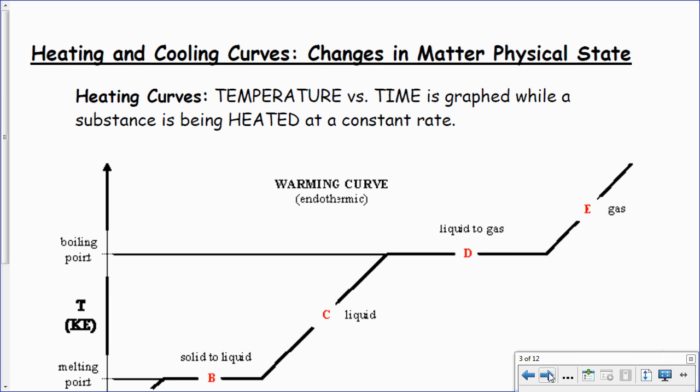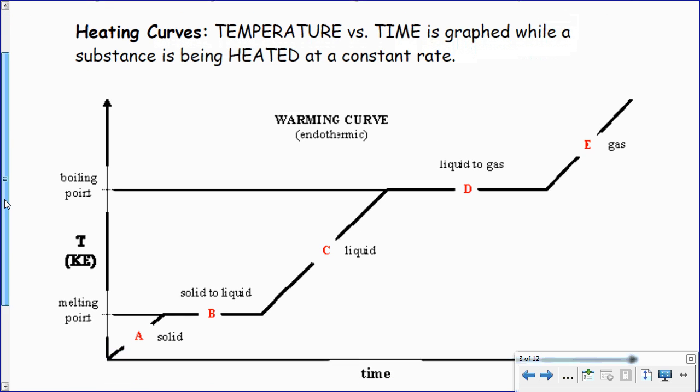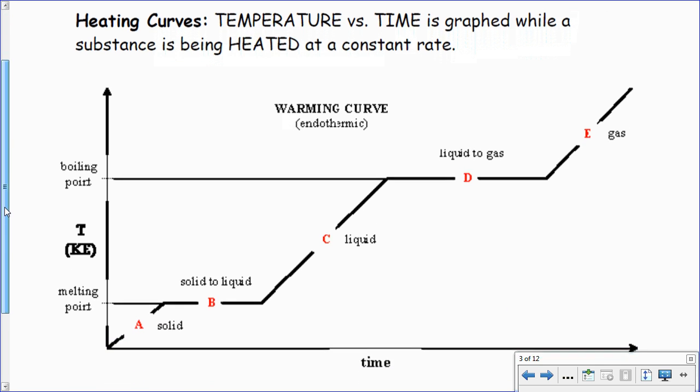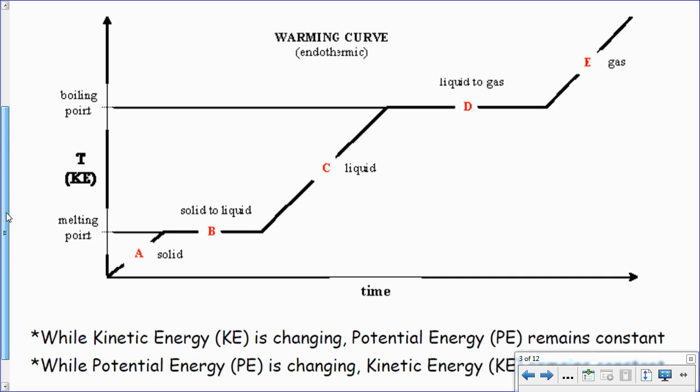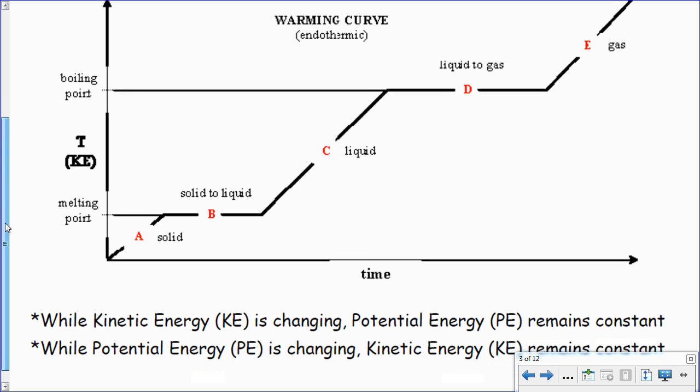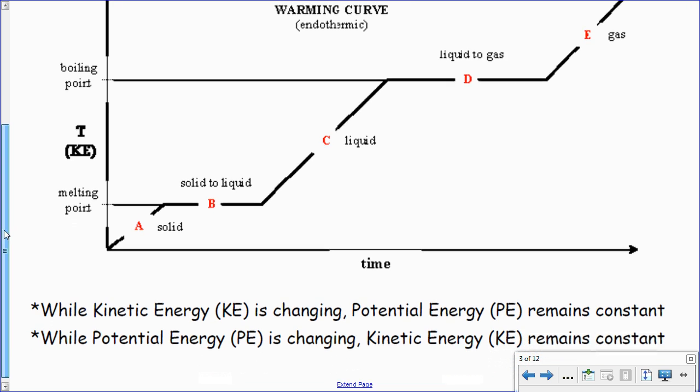Talk about a heating curve first. A heating curve is temperature versus time. Temperature's on the y-axis, time's on the x, as we're heating a substance. 99% of the time, we're talking about water. That's what we're heating. Now, when we talk about this chart, we've got to make some annotations to it. You might want a colored pencil here because it's going to help us out quite a bit.